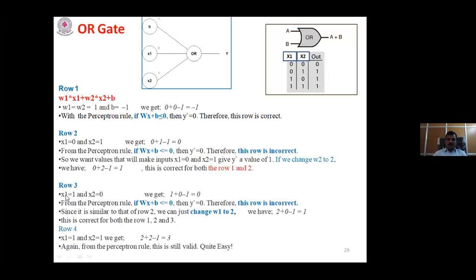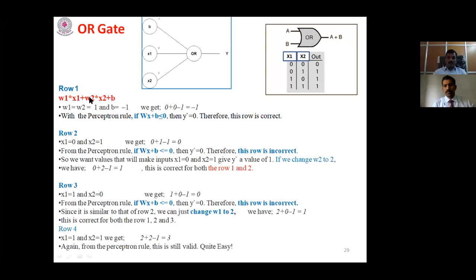So what is the function? W1 is 1 multiplied by x1 is 1, so 1, plus W2 is 2 multiplied by 0, plus B, which is minus 1. So 1 minus 1 is 0. This is the value, 0. So 0 is less than or equal to 0, then y is equal to 0. But here I received the value 0 with this function, but my target is 1.